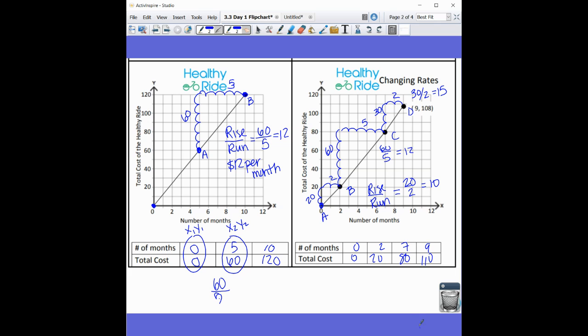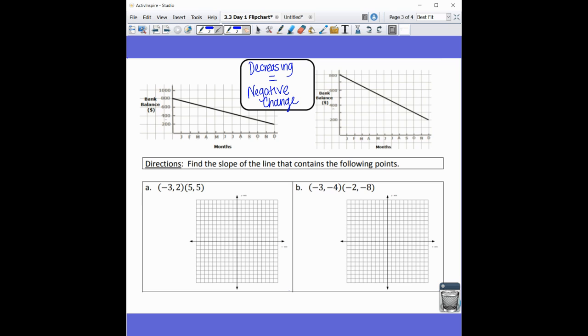80 minus 20, 7 minus 2. You get the same thing we just did by counting. 110 minus 80, 9 minus 7, same thing we just did here, just different ways of looking at it. Okay, pretty simple. Flip it over. I don't know why there's two graphs here. You're going to have to look at that one, they mean the same thing.